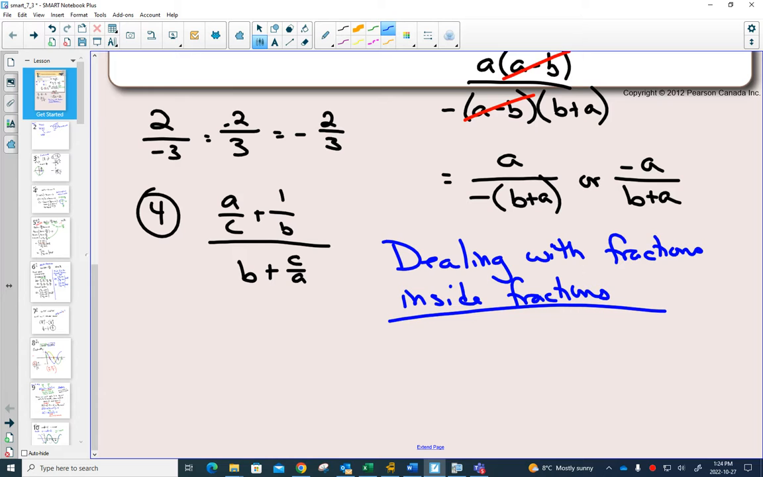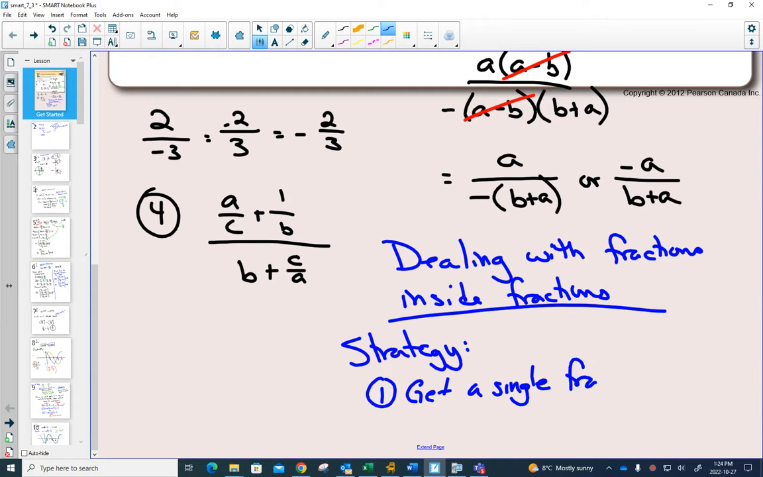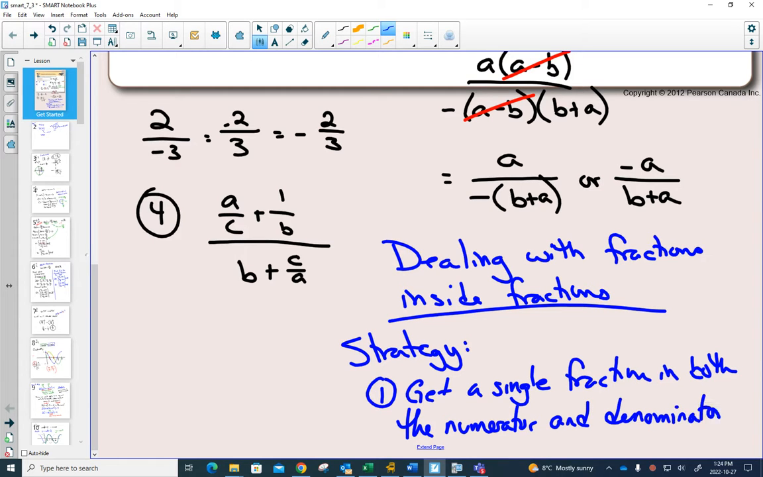So dealing with fractions inside of fractions, we have fractions all over inside of this fraction. This is the strategy. There's more than one strategy that works with these, but this is a strategy we are going to use often. First, you are going to get a single fraction in both the numerator and denominator. So we have two fractions in our numerator, we have two fractions in our denominator right now.